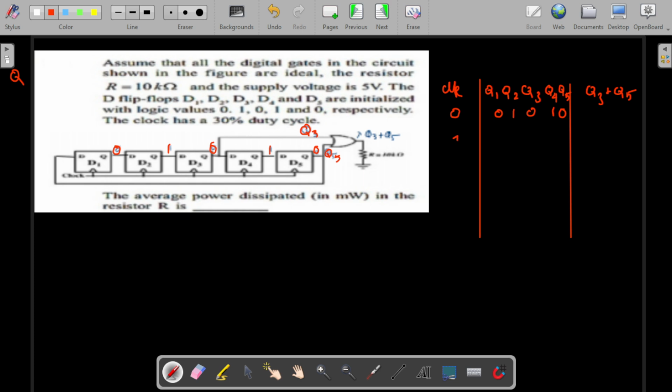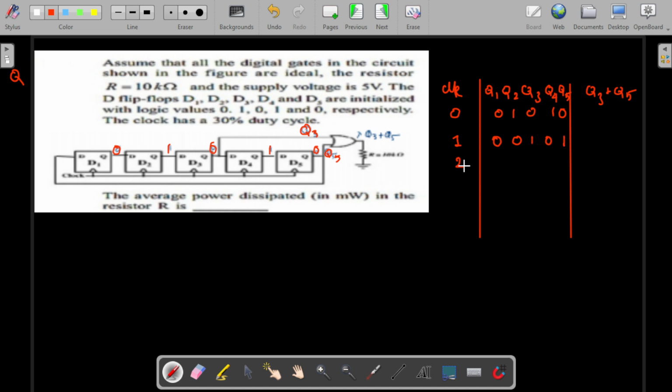Okay. At clock 1, what will happen? How will the changes happen? This is a shift register. So which is 0, then last state, you see the last state is connected to D1. So this 0 will come here. So 0 1 0, so 0 1 0 and 1.